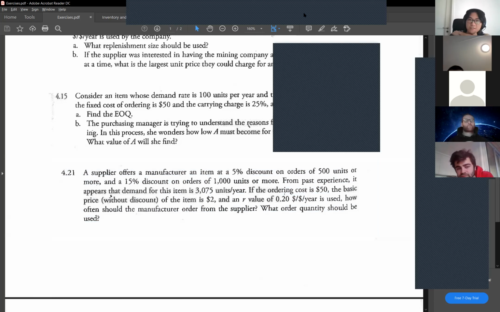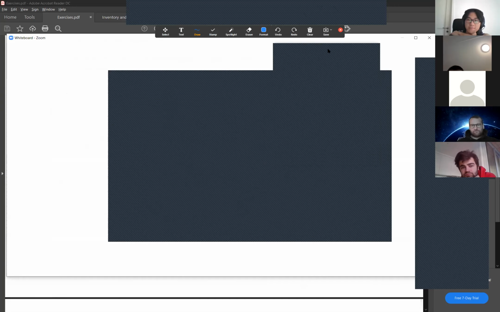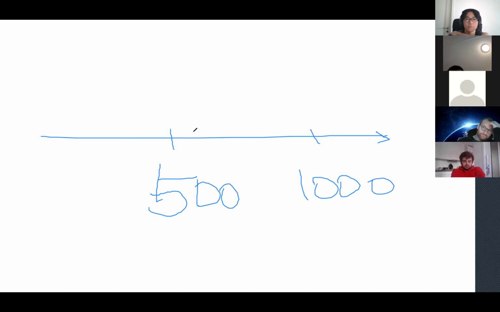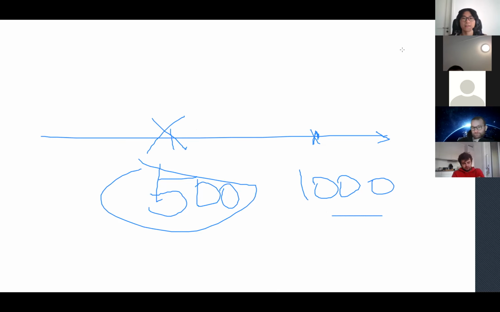So this is just a more complicated version of the previous question, the discount question, where we have 2 discount thresholds and 2 discount prices. Then what do we do? Well, first of all, you can ignore this discount and just look at this one, the higher discount, which is 15%.